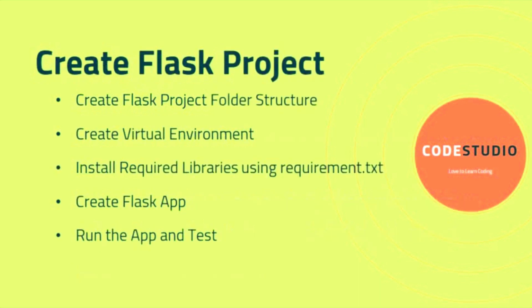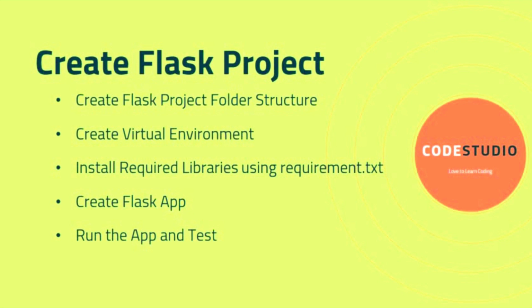The first step is to create a Flask project. In this step, we are going to create a Flask project folder structure where the code files can be stored. Then we will create a virtual environment, which is used to initialize the supporting or dependent library versions. Once we create the virtual environment, we will install the required libraries using a requirements.txt file. Finally, we create one Flask application, which will be our first code file, used to run our entire Flask application. Once we are done with the Flask project setup, we will run and test the app.